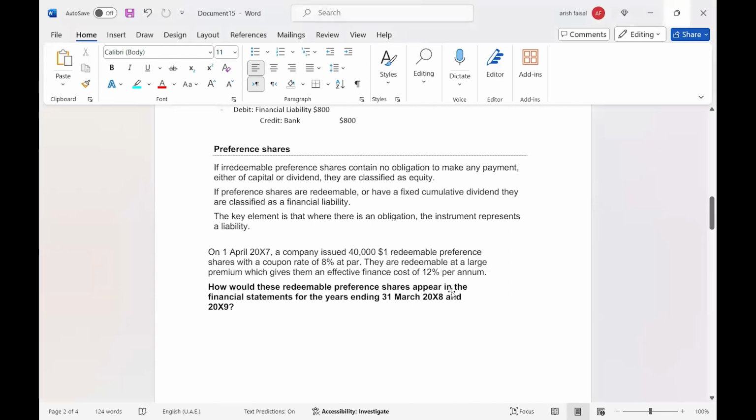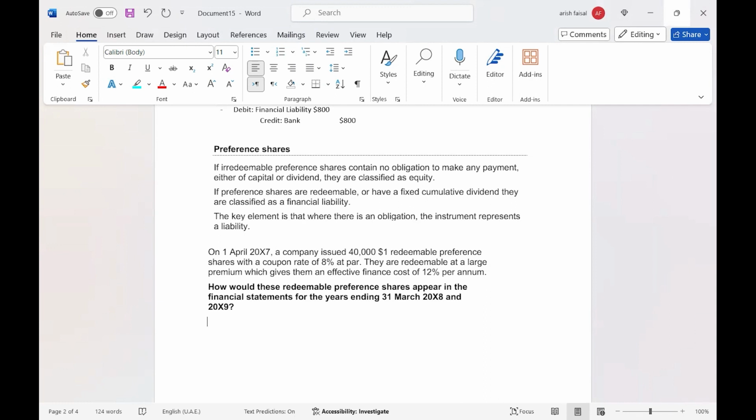As you can see in this question, it says on 1st of April 2007, a company issued $40,000 nominal value of redeemable preference shares, so it becomes a financial liability, with a coupon rate of 8% at par. So every year you will be getting 8% interest or a fixed dividend. They are redeemable at a premium, which gives them an effective finance cost of 12% per annum. Because the premium is involved, the cost of these redeemable preference shares increases from 8 to 12%.